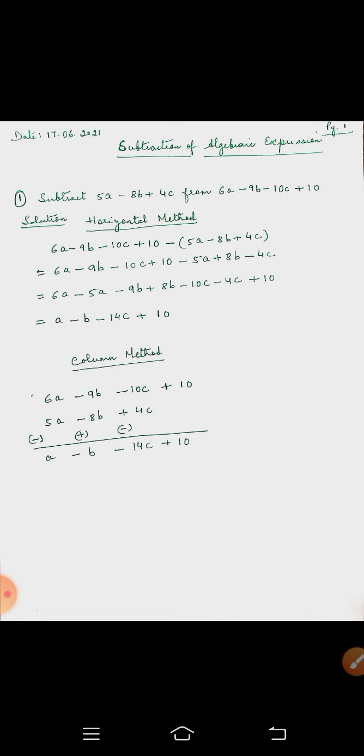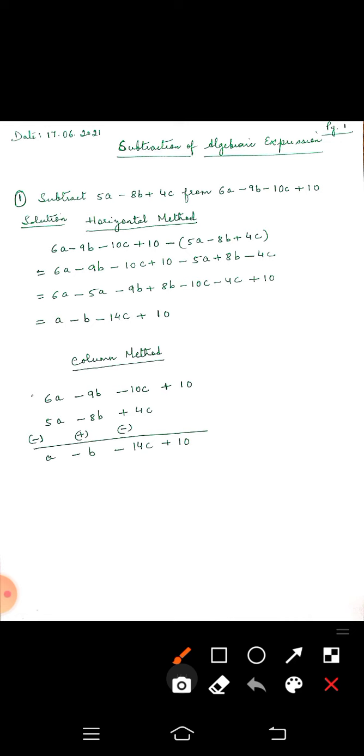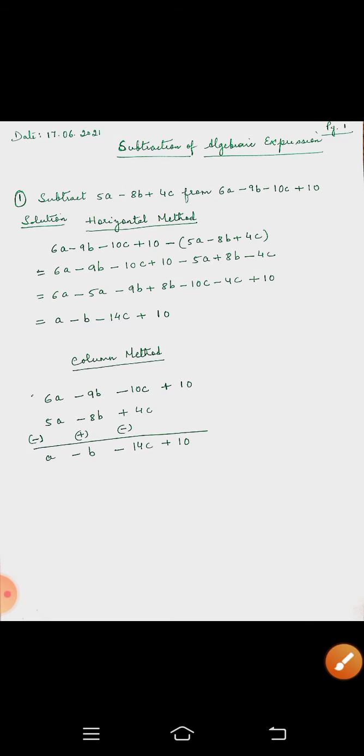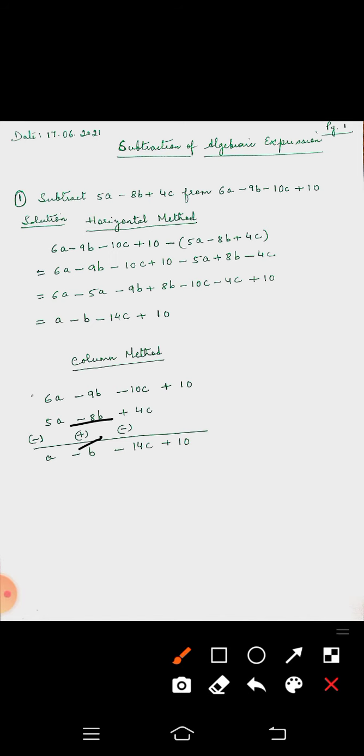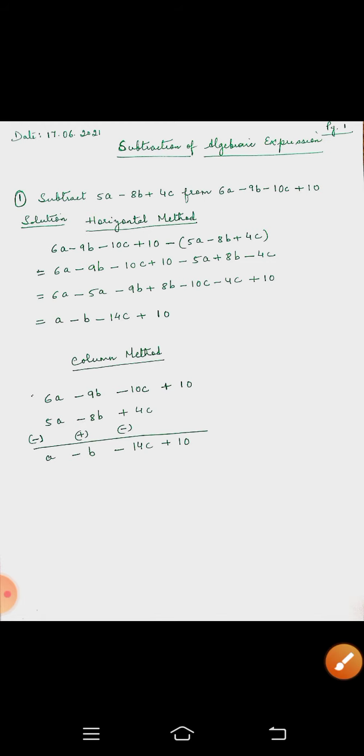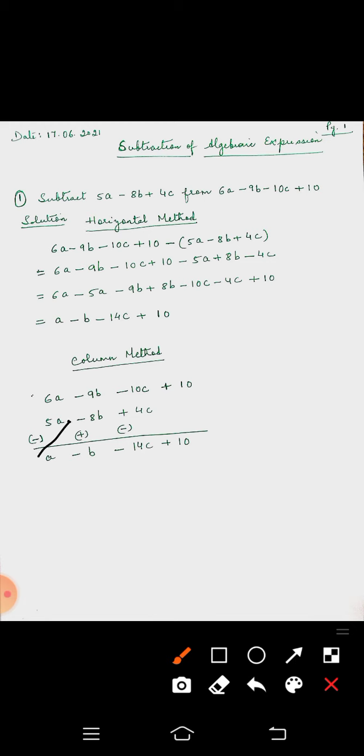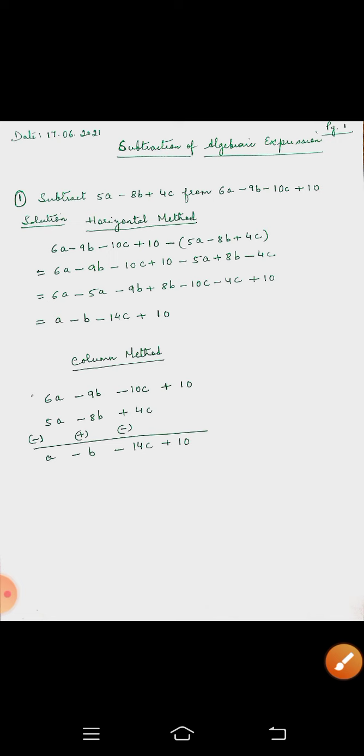In subtraction the signs change. Here you have plus 5a, therefore it becomes a minus sign. Here you have minus 8b, therefore it becomes plus. And plus 4c becomes minus. Now these signs will be considered as the signs of the second set of terms. That means it becomes minus 5a plus 8b and minus 4c. Accordingly, you need to subtract them.